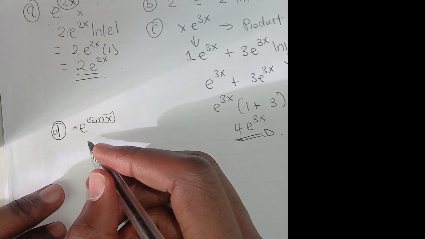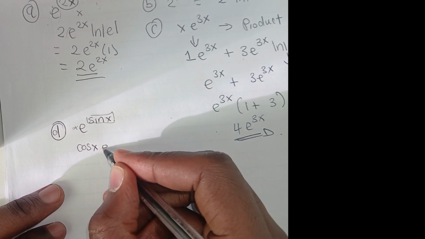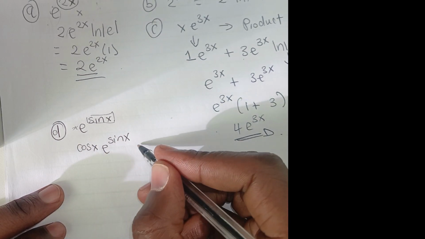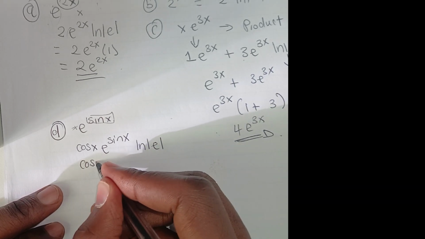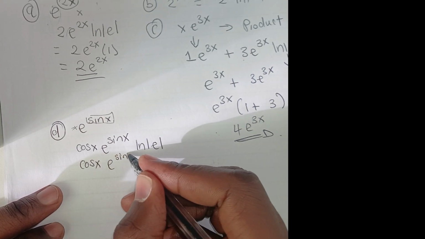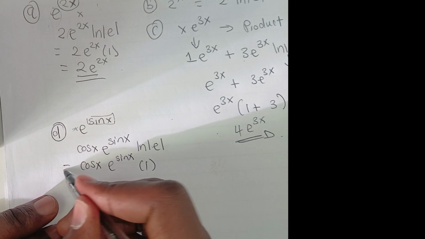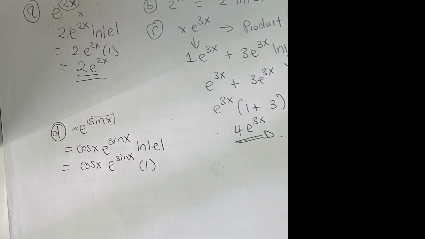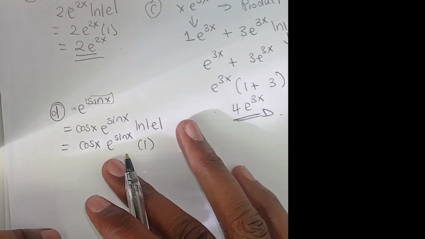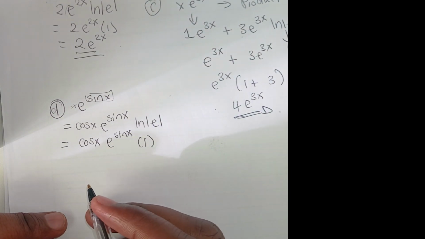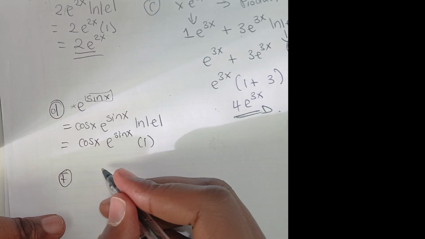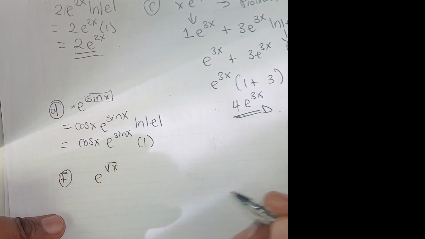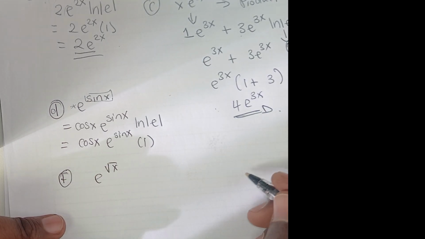So that means the derivative of sine x is just cos x e^(sin x), then ln of e, which is 1. So it will have cos x e^(sin x) times 1. So this is basically the answer, right? So let us just go to another one, and also let me get another one.